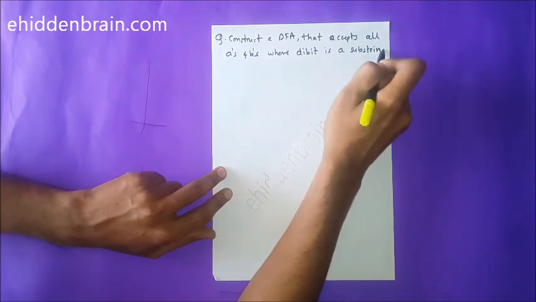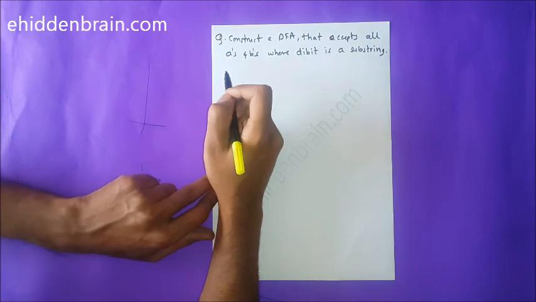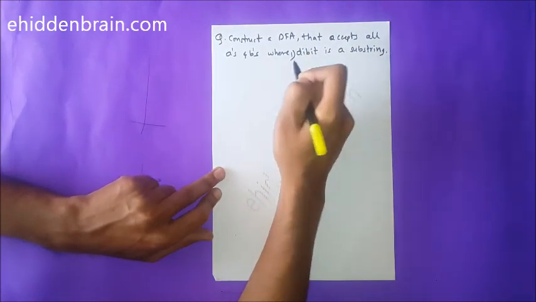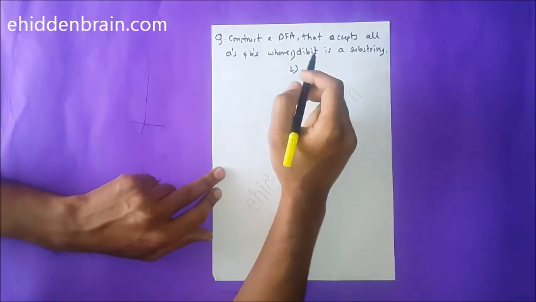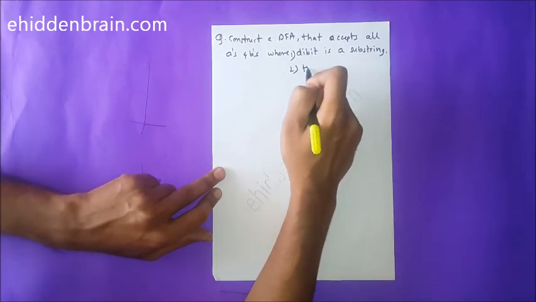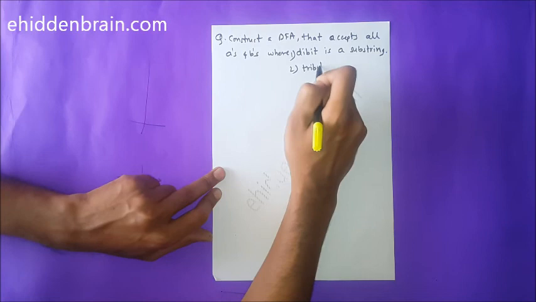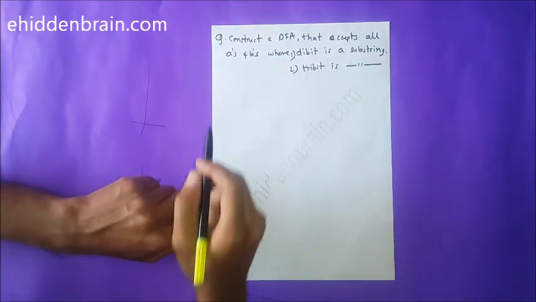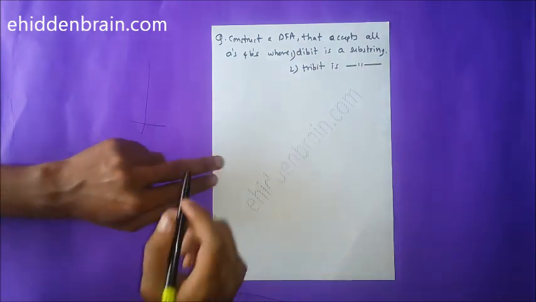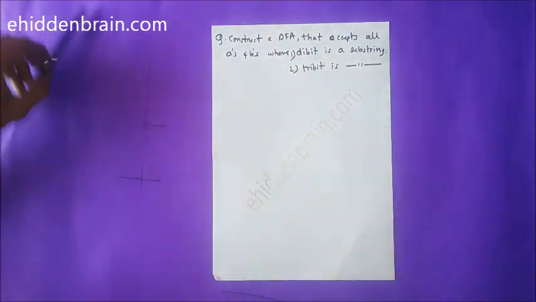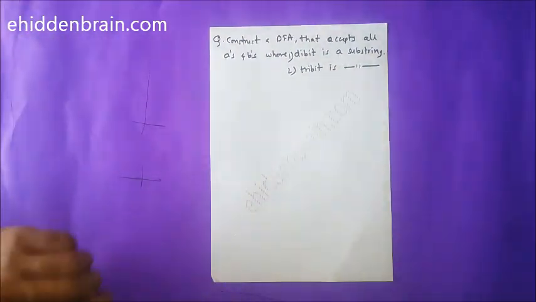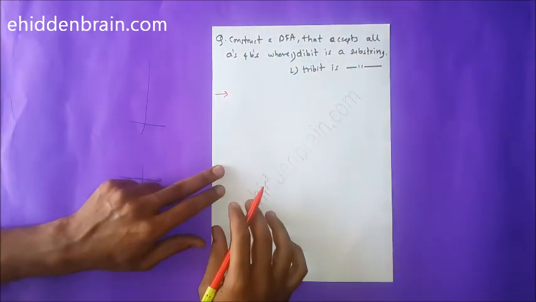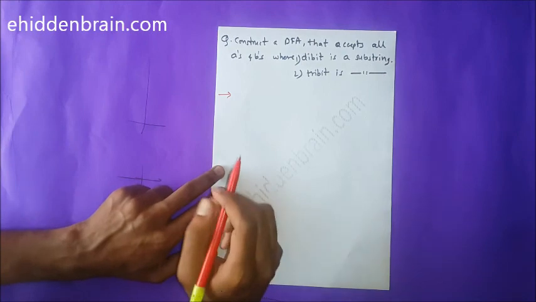Now let's try to understand this question. Where dibit is a substring. So this will be the first part of the question, and then there will be a second part where tribit is a substring, okay. So now let's try to tackle the answer for the question and find the first answer. So dibit as a substring means simple.